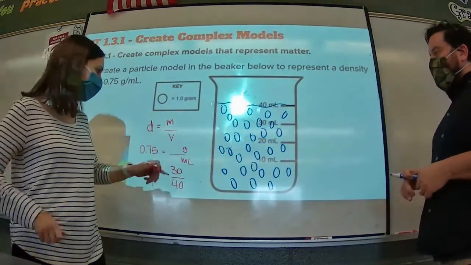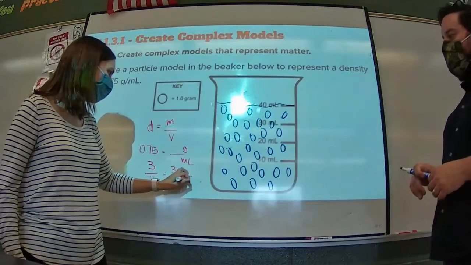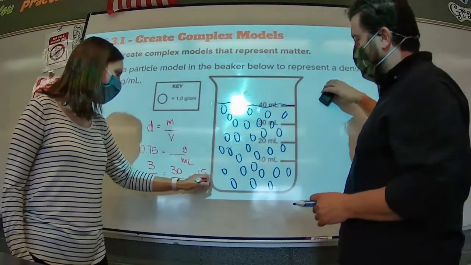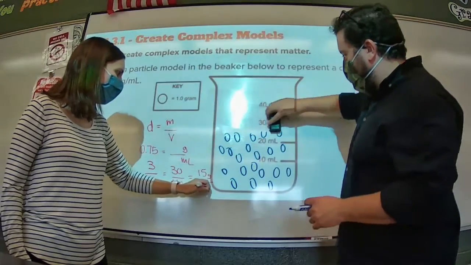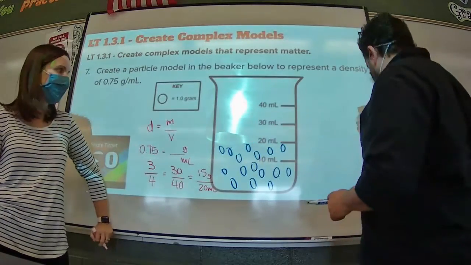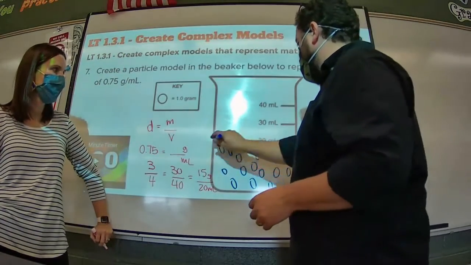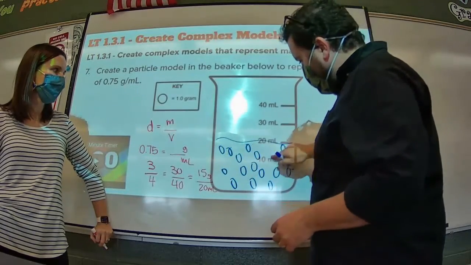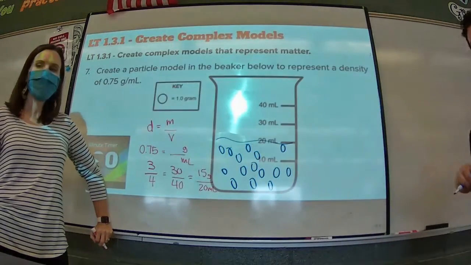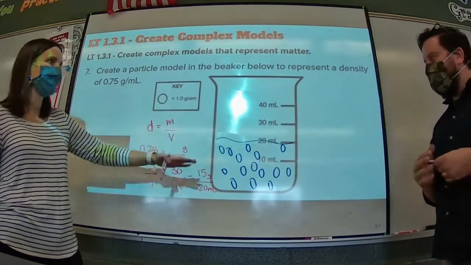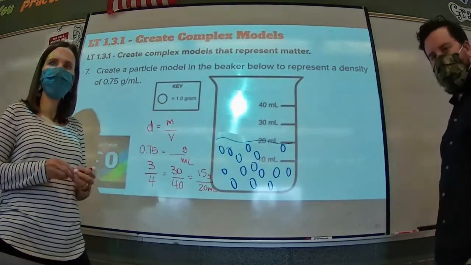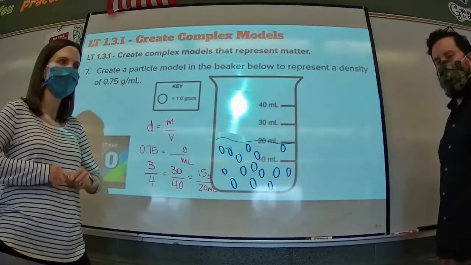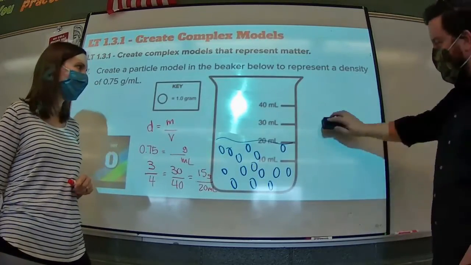Also, keep in mind, we could have probably simplified this fraction as well, and we could have done 15 grams in 20 milliliters, and that would also have been correct. So you could have just drawn the volume at 20 milliliters and drawn 15 circles in that area. Both answers would be accurate. So there are multiple ways often to draw the density. As long as mathematically they come out to the answer that we're looking for, we would mark it as correct. Okay, let's look at another one.